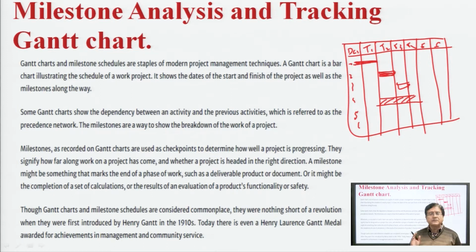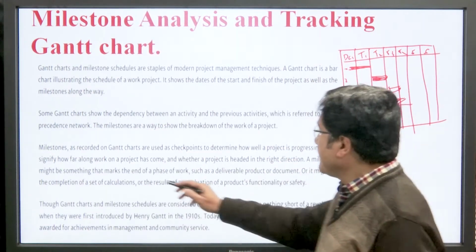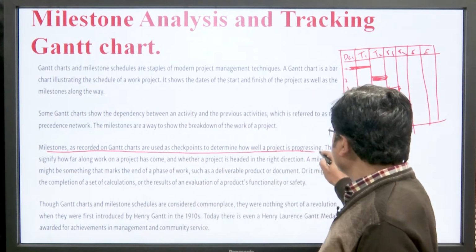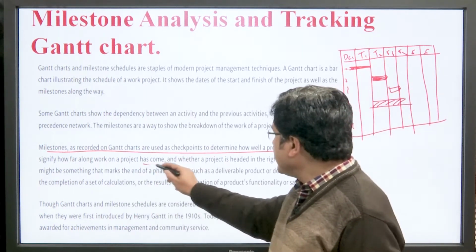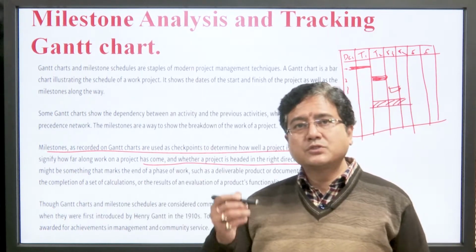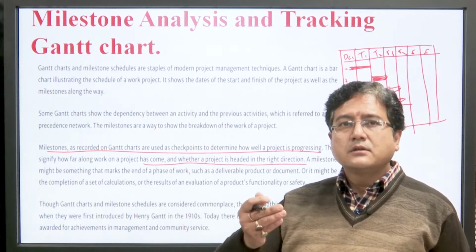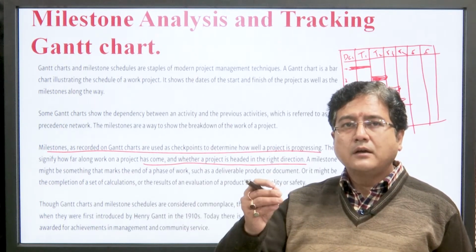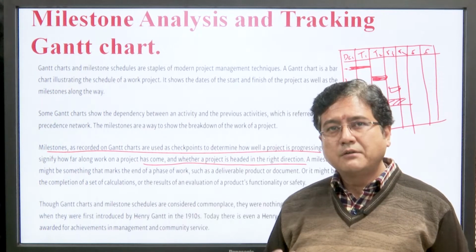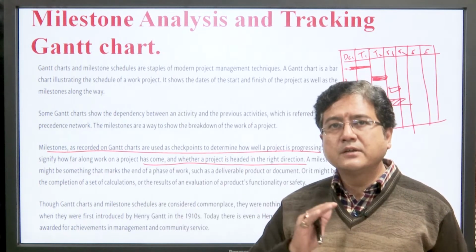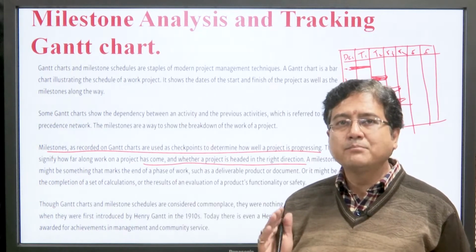Milestones recorded on Gantt charts are used as checkpoints to determine how well the project is progressing, how far along the project has come, and whether the project is headed in the right direction. So, a milestone is a point at which we check where we are, whether our project is running in a smooth way, or whether we are delaying at some points.